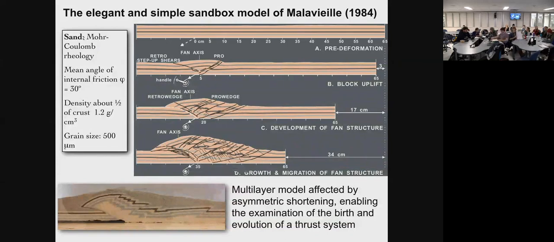So, of course, this was known. It was known that this was a limitation. Here is a series of sketches from a very elegant and also very simple model by Jacques Malavieille in the 1980s. This is work that was done in France, and these researchers were concerned by this conundrum that most orogens are bivergent, and what they used was essentially a sandbox model.